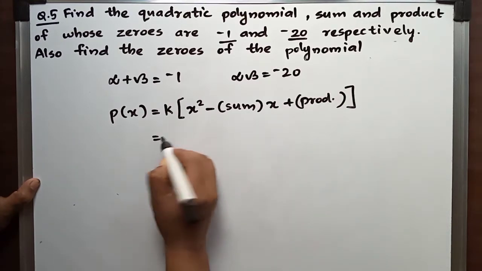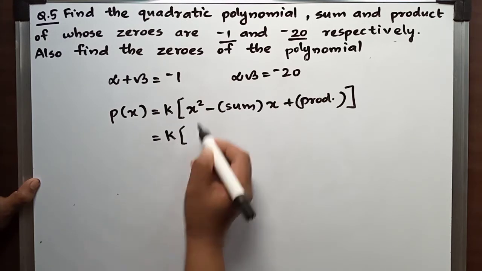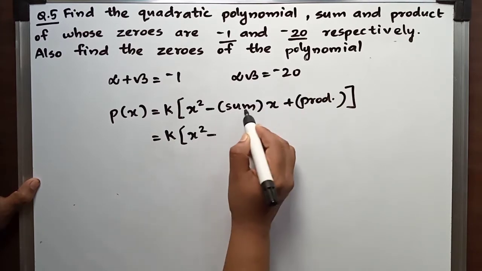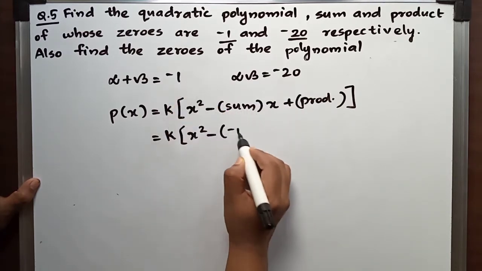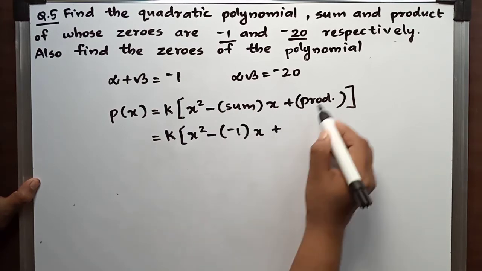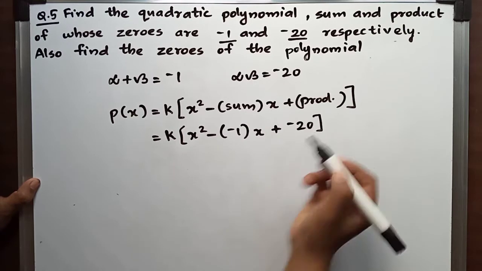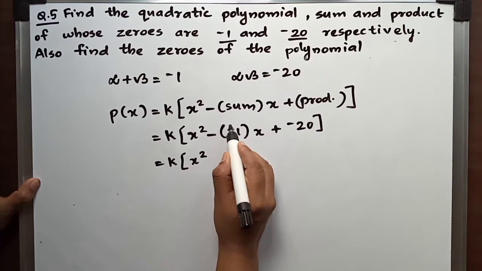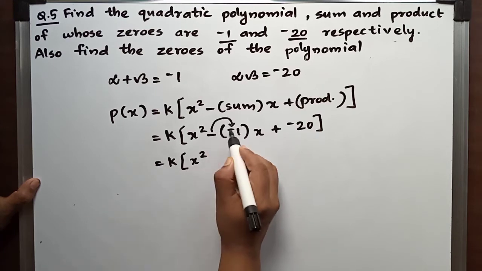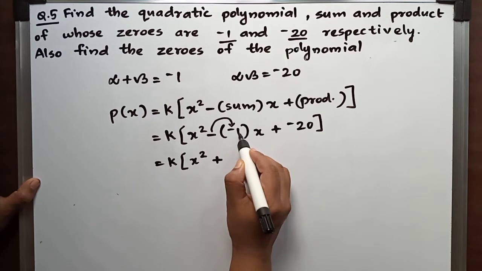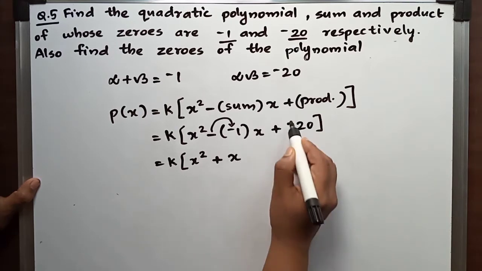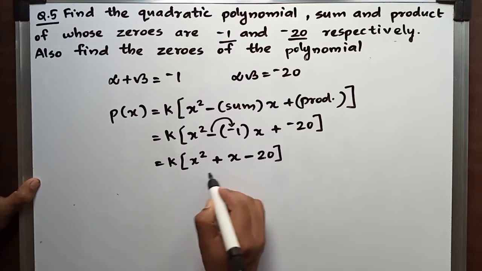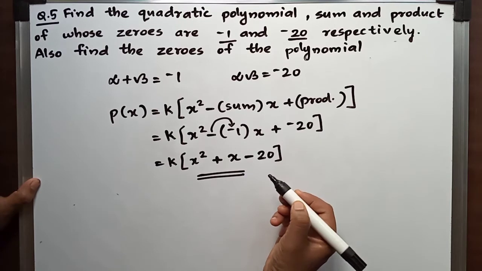Let us apply this alpha plus beta and alpha beta here. x² minus the sum of zeros, which is −1, into x, plus the product of zeros, which is −20. So it will become x² minus of minus. See, two negative symbols are coming together, that means it is positive, and 1 into x is x. Then plus and minus coming together means it is −20. This is the required polynomial.